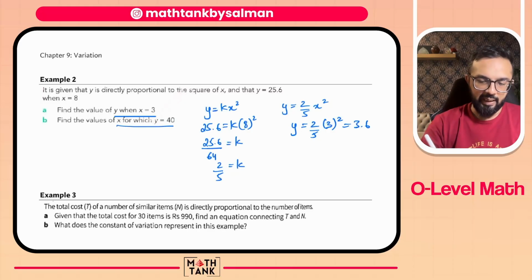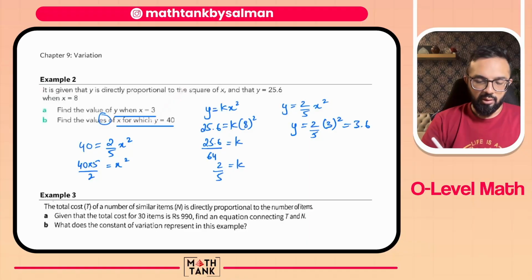Okay, find the values of x. Values, more than one answer, when y is 40. So 40 equals 2 over 5 x squared. 40 times 5 divided by 2 is 100. When you put a root yourself, you're supposed to take both plus and minus values. So x can be 10 or minus 10. So x equals the root of 100, plus minus.